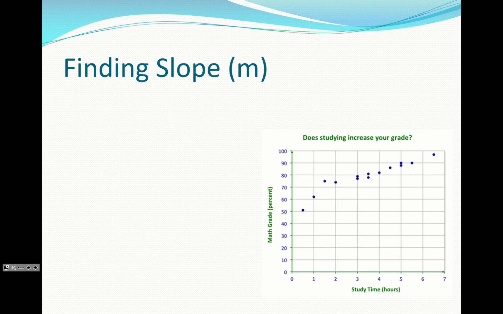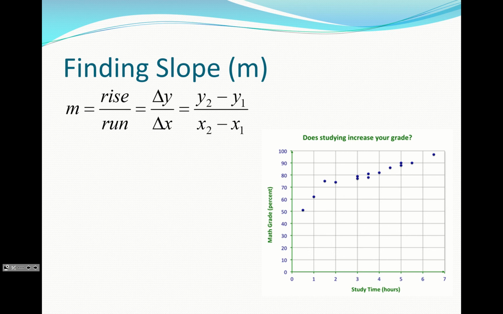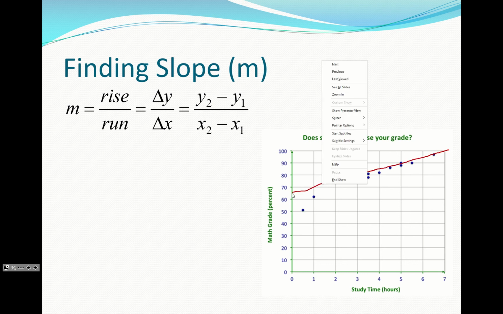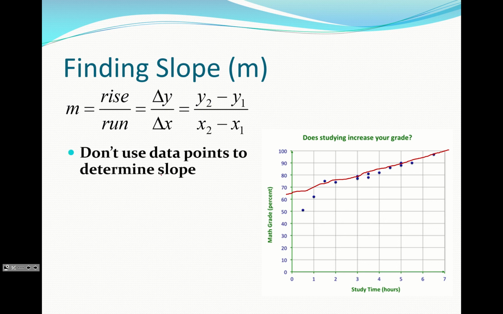Okay, so finding slope. We can use rise over run, y2 minus y1, x2 minus x1. So when finding slope, it's important that you draw a line of best fit. And you can see 2 things are kind of happening here. You can see that this data sort of goes up like this, and the rest of this data goes up like this. So if I was drawing a line of best fit with this, I would want to follow where the majority of my data goes. So these guys are kind of outliers here because they didn't study at all and they did really bad. So this is what my line of best fit roughly should look like. Again, use a ruler. So don't use data points to determine slope.